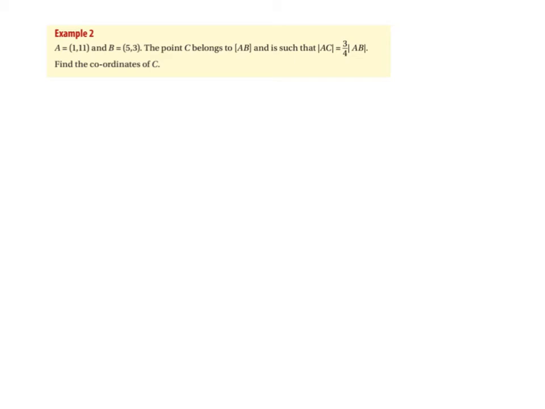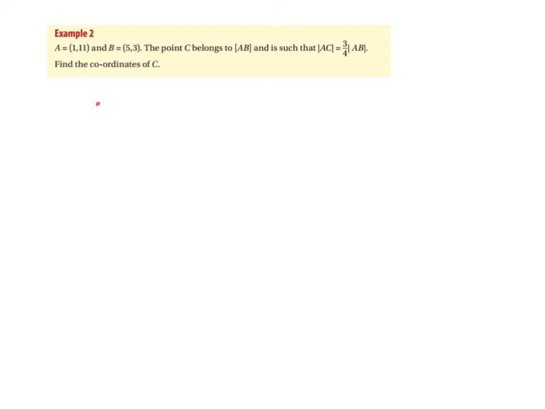Okay, let's have a look at another example. It says A is equal to (1, 11), B is equal to (5, 3). The point C belongs to AB and is such that AC is 3/4 of AB. Find the coordinates of C. So again, just very, very quickly sort of draw it. We can get this one a little bit better.